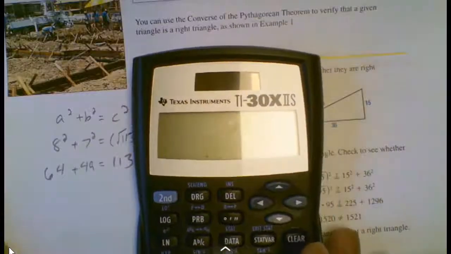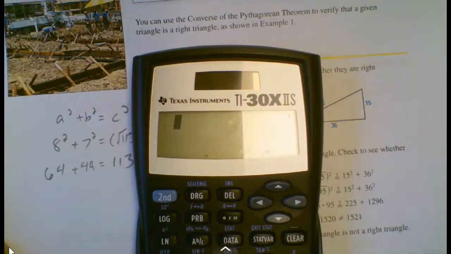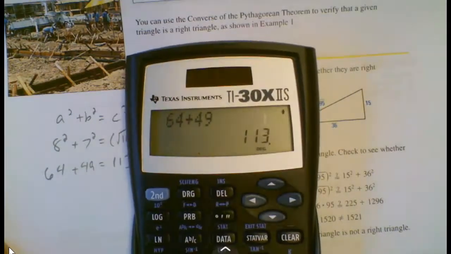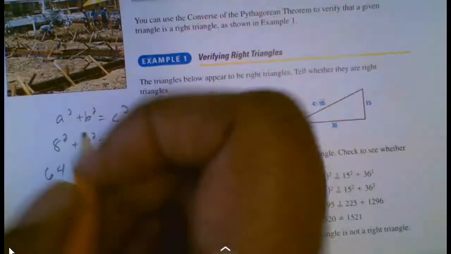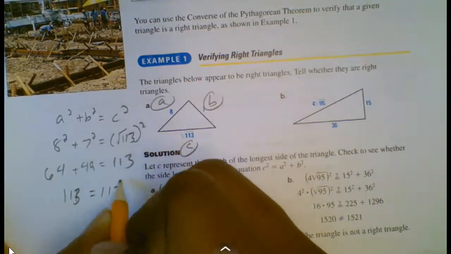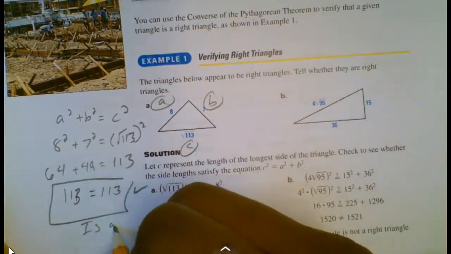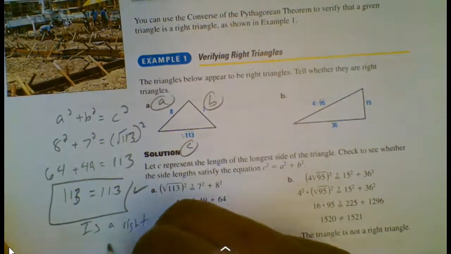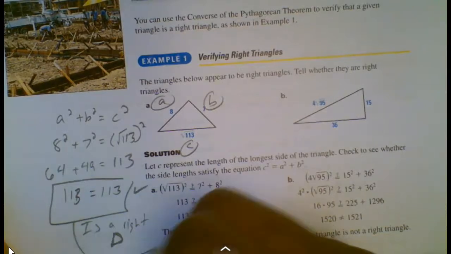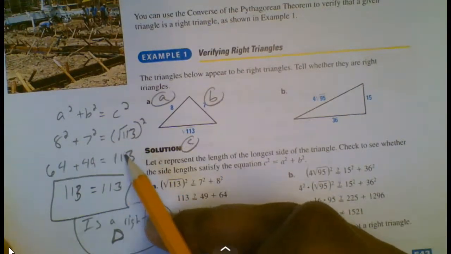So let's add them. 64 plus 49 does give you 113. So I know that this side is 113, and the other side is 113. So that is a right triangle, because a squared plus b squared equals c squared.